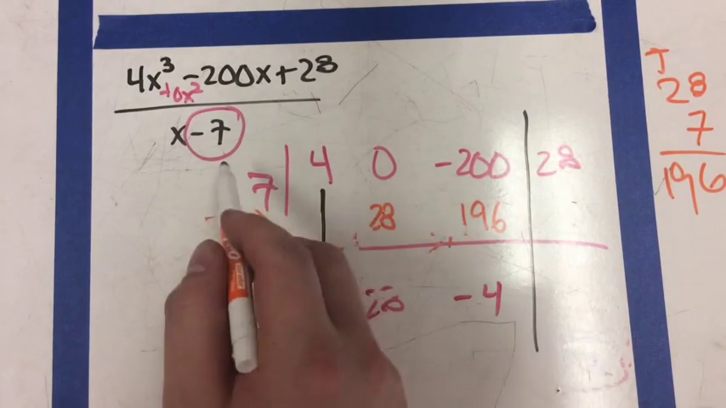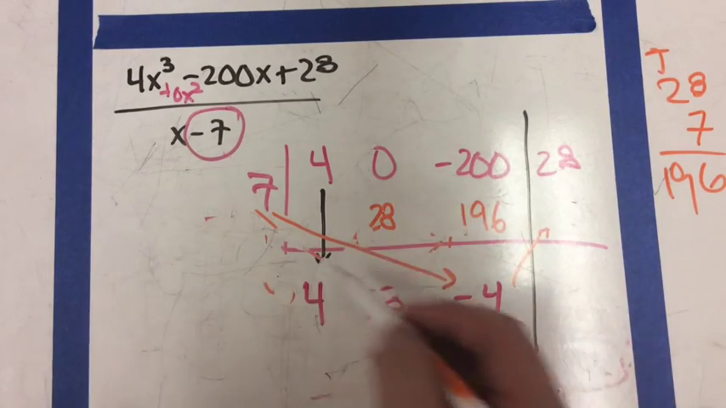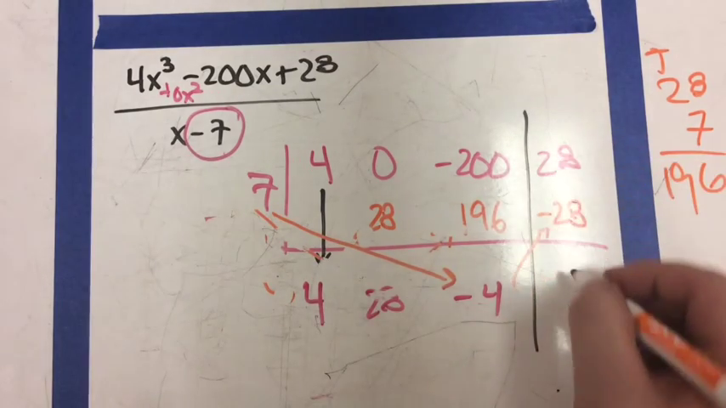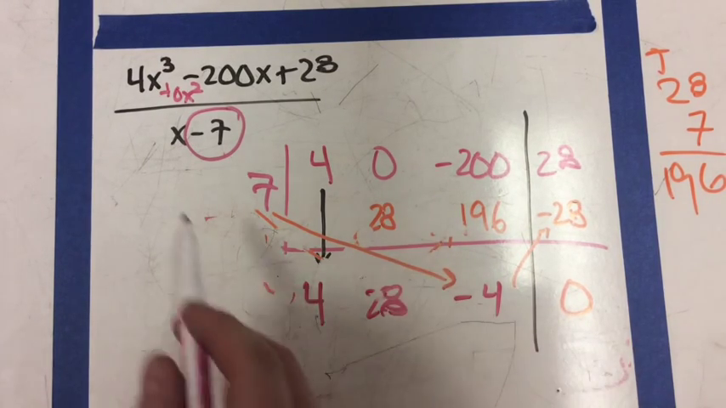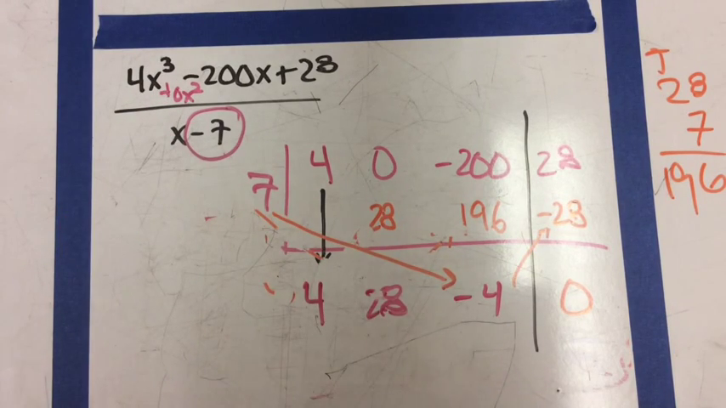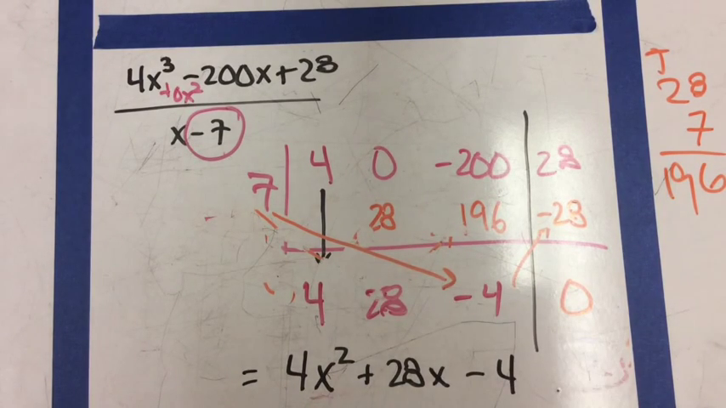And then the last step will be to do 7 times -4, and that number is going to go right up here. 7 times -4 is, well, -28. That's cool. Now we'll add these, and we get 0. Okay, so we'll have no remainder. And then we're going to go back through our answers here. Okay, and remember, we started with a degree 3 polynomial, so we're going to lose 1 degree. So we'll represent this answer as 4x squared plus 28x minus 4 with no remainder.